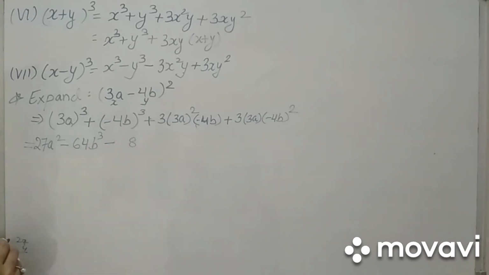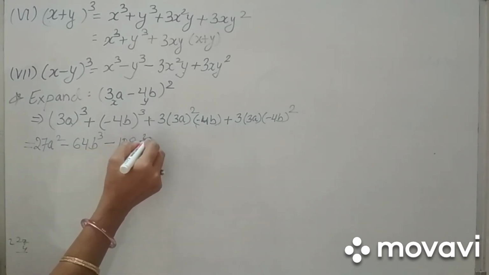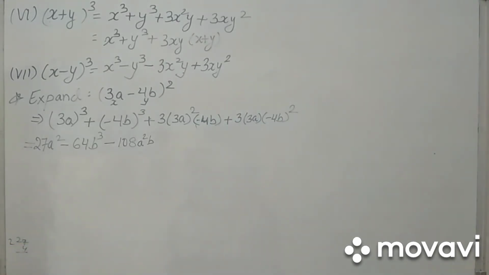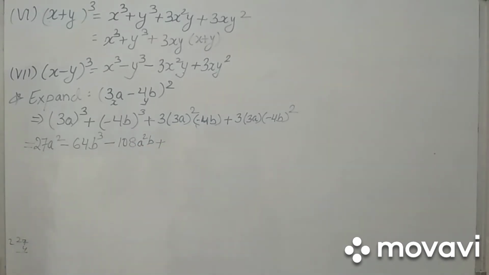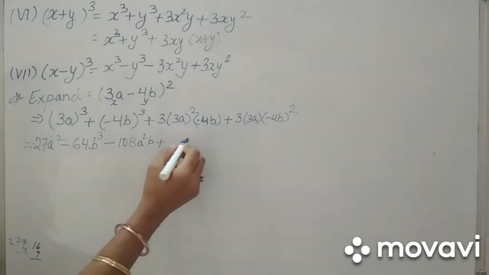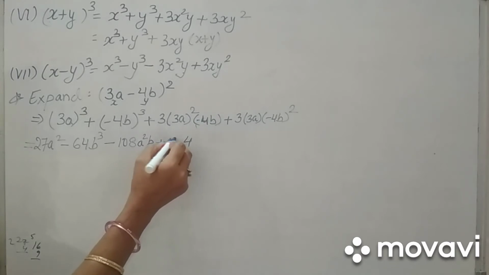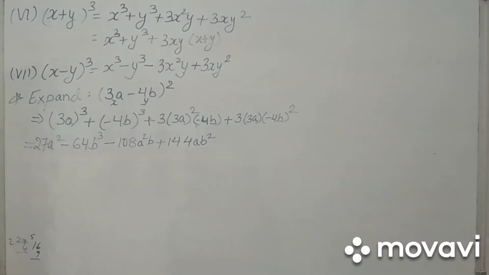27 into 4, you will get 108 a square b. Here, the negative sign has a square, so my answer would be positive. So 4 4 is 16 and 16 into 9 will give me 144ab square. So you got the answer, understood how to expand it.